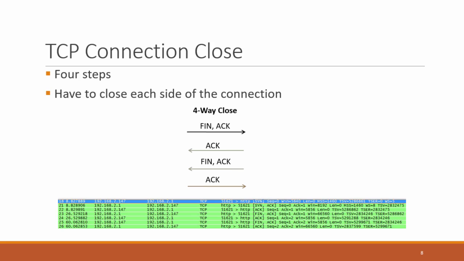So as you look here in the image taken from Wireshark, we see a SYN, a SYN-ACK, and an ACK in packets 18, 21, and 22. And then immediately we'll close 23 through 26. So that's the three-way handshake followed by the four-step close.